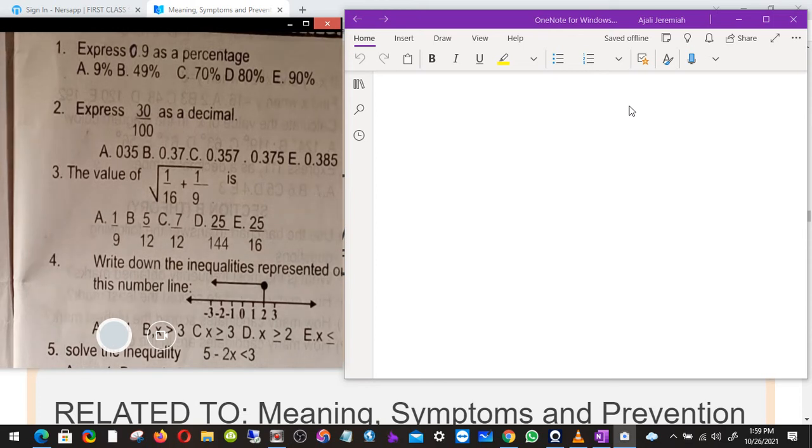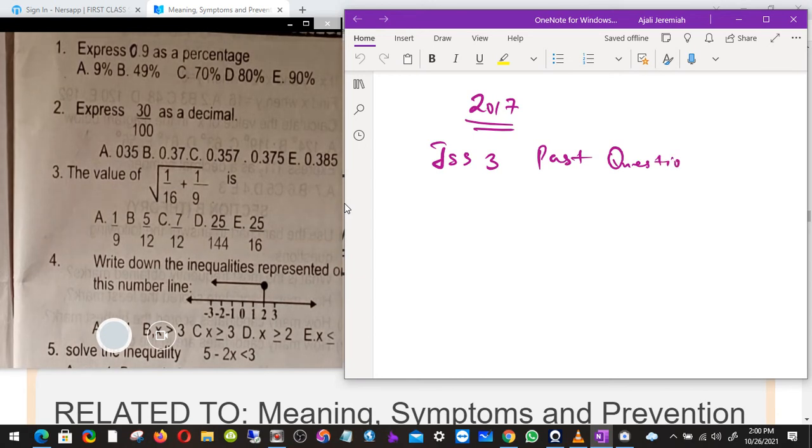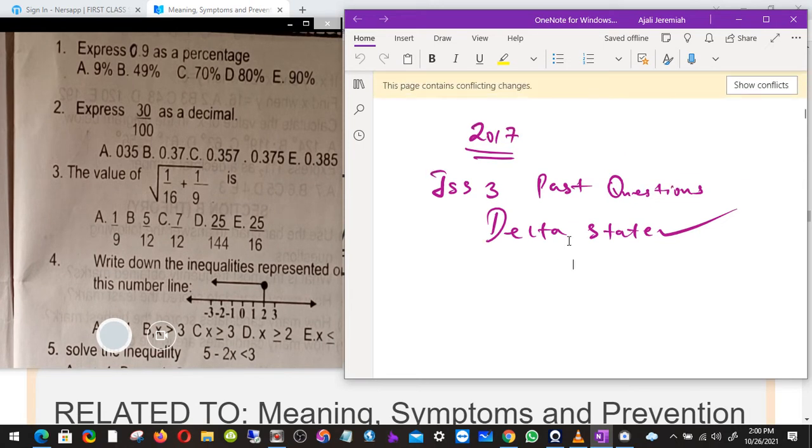So this is 2017, right? Yes, sir, 2017. Past question for Delta State, right? Yes, sir. Okay. JS3 past questions for Delta State. And we're doing mathematics, we're solving the maths, okay?